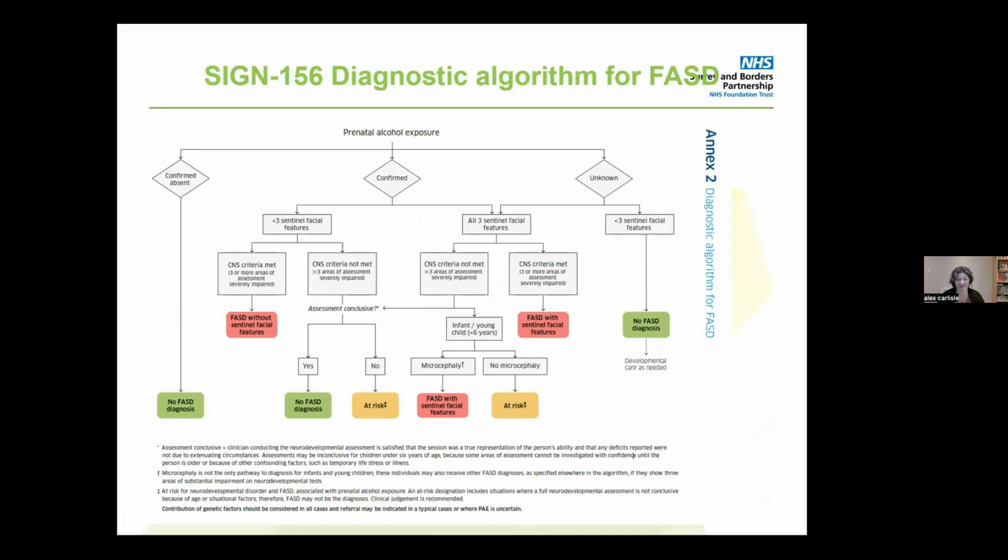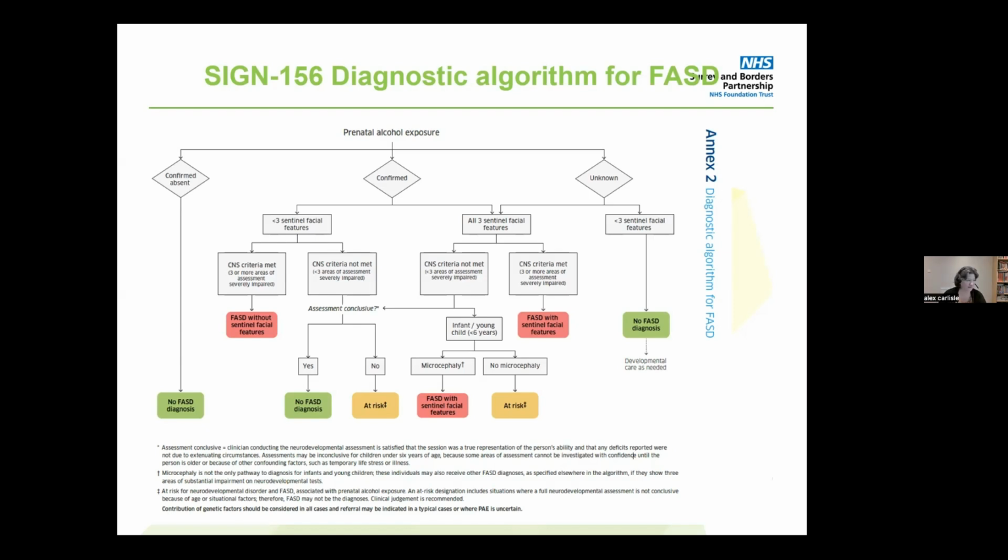So SIGN criteria. These have been adopted by NICE, National Institute of Clinical Excellence. So this is why I'm presenting them. This is the criteria that we work on in the clinic. As you can see at the top here is an algorithm for diagnosis. The first level is prenatal alcohol exposure. So there would need to be some evidence or some significant risk that there had been prenatal alcohol exposure.